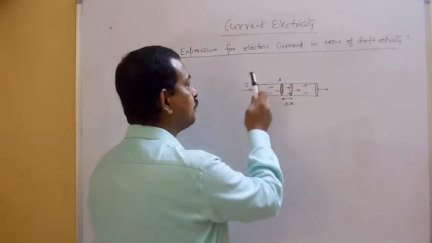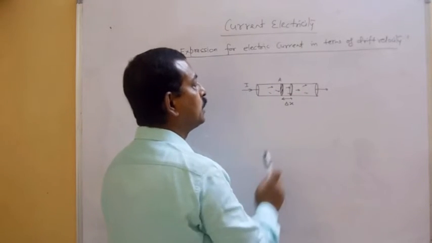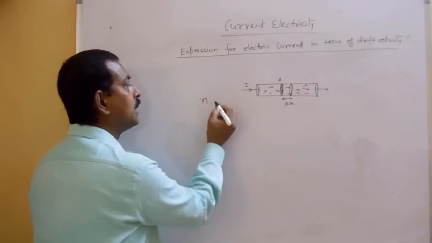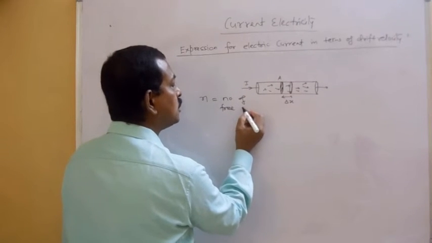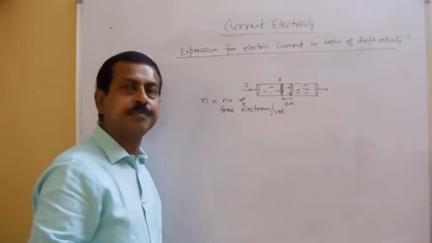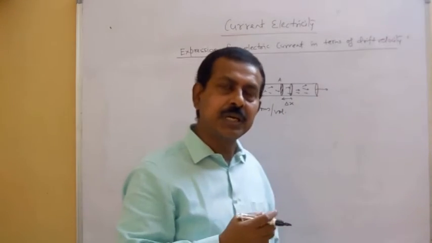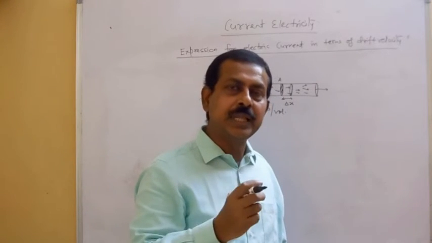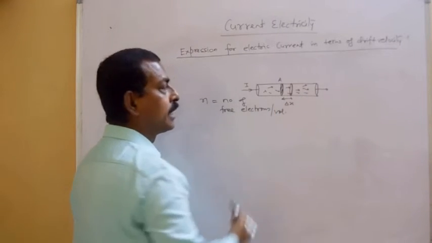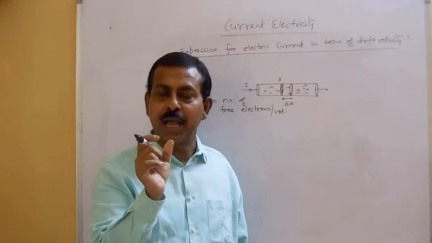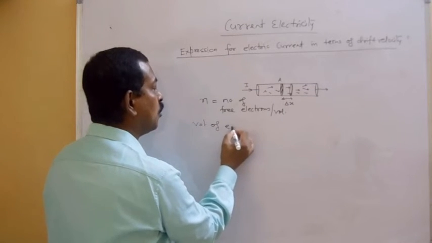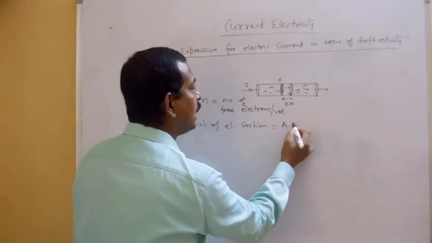Okay? So we'll try to find an expression for electric current in terms of this drift velocity. Let's take a conductor. Suppose I is the current which is flowing. It has many free electrons. They are in motion. Suppose small n is the number of free electrons per unit volume. Otherwise, in the general case, it will be the number of free charge carriers per unit volume. Let's take an elementary section of this conductor having cross-sectional area A and thickness delta X. Now the volume of the elementary section will be A delta X.